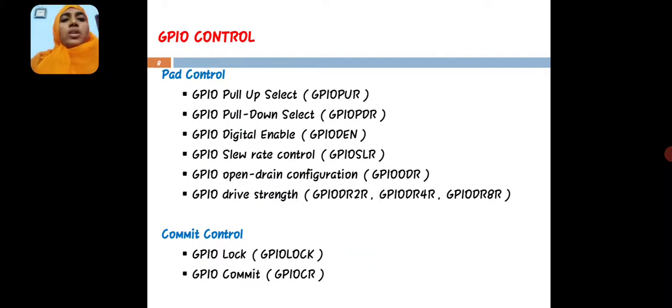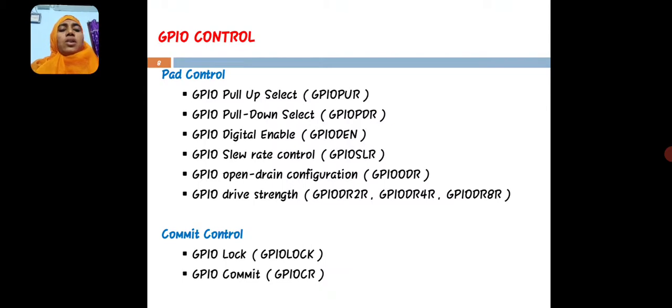Next register is pad control. It gives information about different types of applications. We can use a pull up resistor or pull down resistor. We can use digital enable or not. We can find the slew rate using GPIO SLR. We can find the open drain configuration. We can also calculate drive strength using GPIO DR2R, DR4R or DR8R.